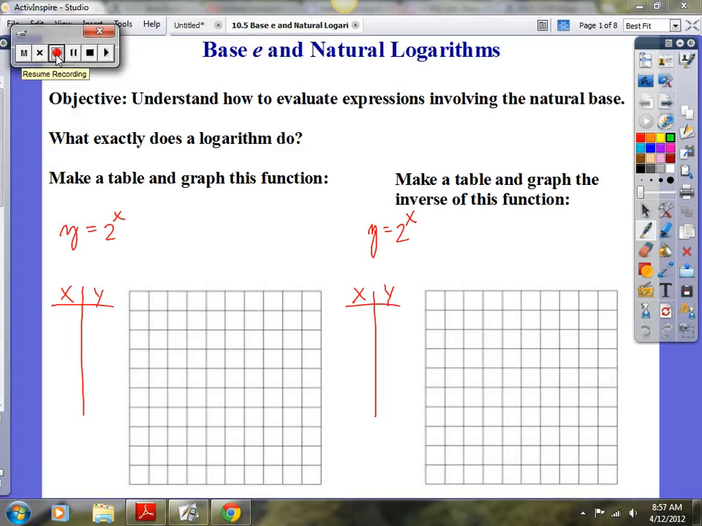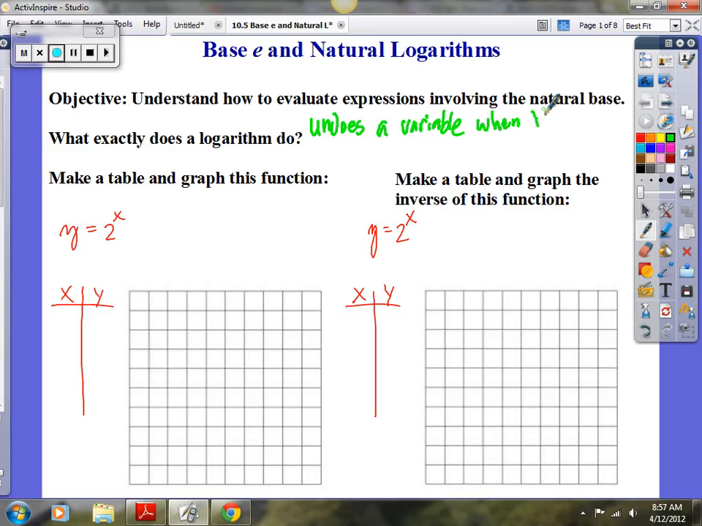A logarithm undoes a variable. Should I write it in? A logarithm, what does it do? What's its purpose? A logarithm undoes a variable when it is in the exponent.